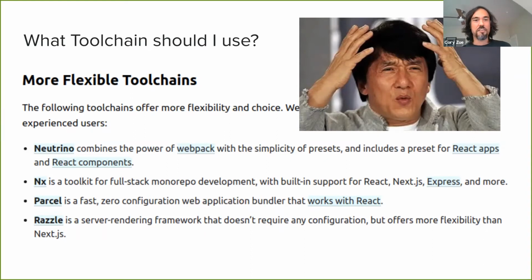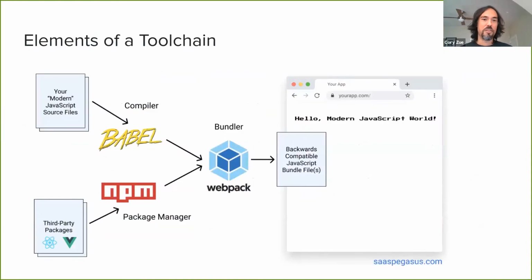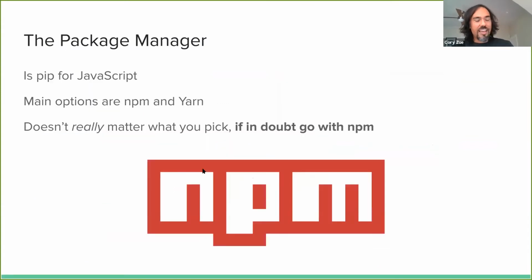And so I want to try to explain to you what a toolchain is from its primitives. A toolchain basically just has 3 things. There's a package manager, a compiler, and a bundler. And so the package manager's job, the easiest way to think about it, is it's pip. So you're going to use it to install your libraries. It'll pin the versions for you. And yeah, it'll do everything that pip does.